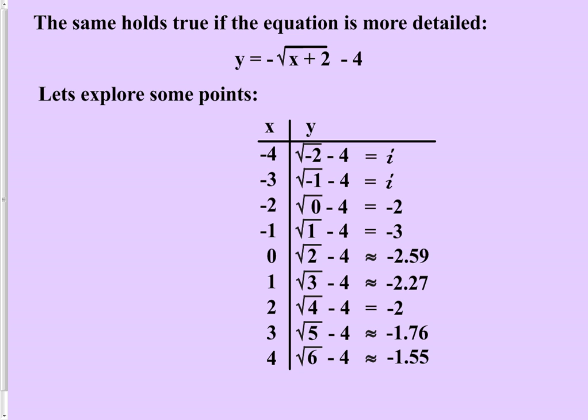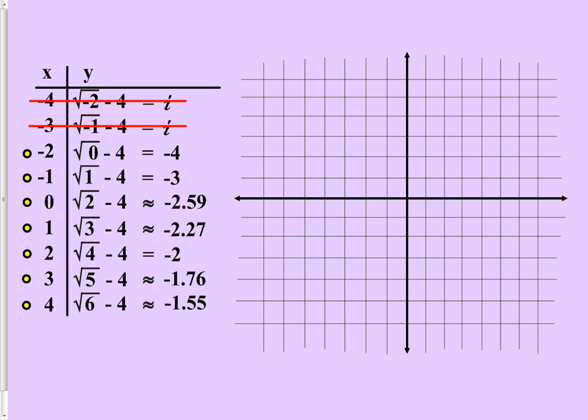So taking this information to a graph, again, we're going to disregard the imaginary results, but we're going to have 7 points, the ones with the little yellow dots next to them. Those 7 points are going to get graphed, and those locations would look like this, and there is your graph.